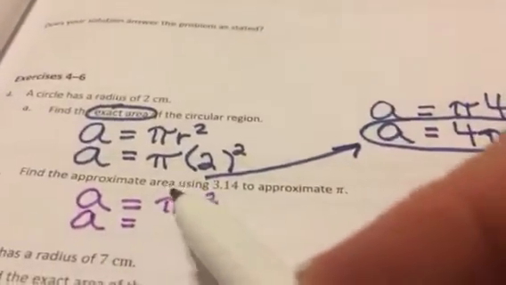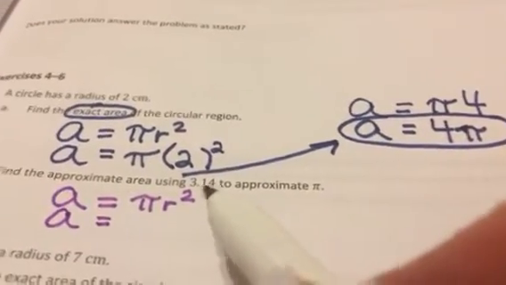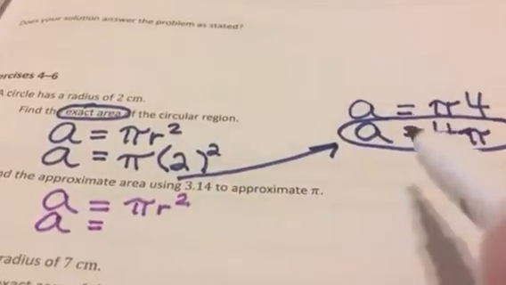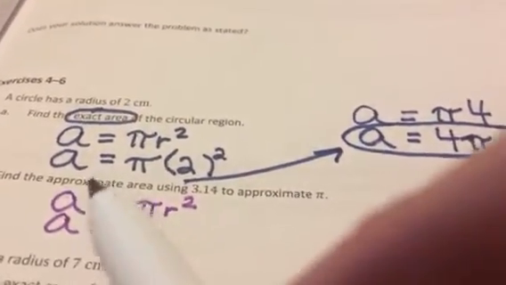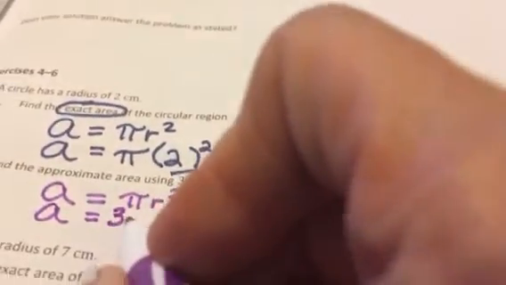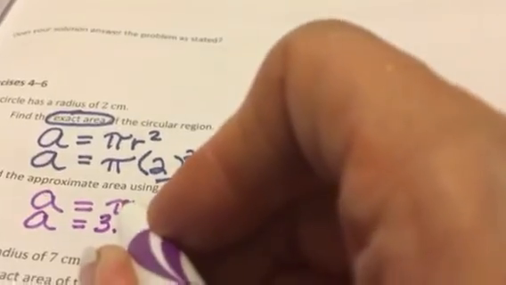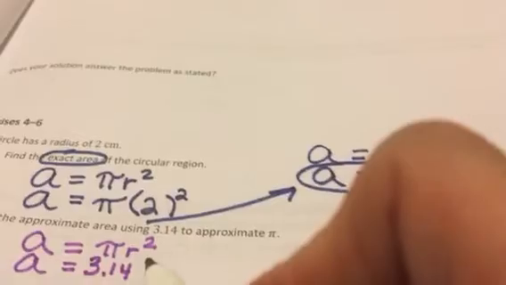Now it says instead of pi, they want you to substitute 3.14 instead of the symbol. So you're not going to keep the symbol this time. This time they want just an approximate answer. So you can use that shortened 3.14. Right underneath pi, instead of the symbol pi, I'm putting 3.14. Now the R is a 2.